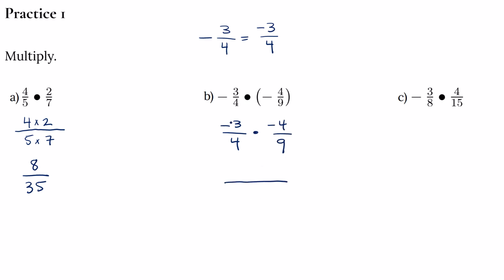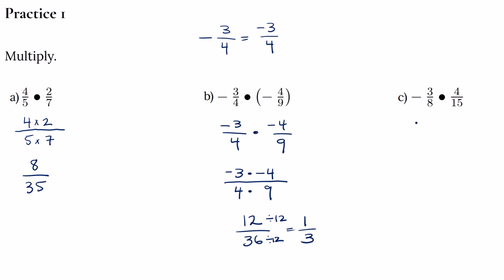Next we can multiply across the top. Negative 3 times negative 4, multiply my denominators, 4 times 9, and there you'll see that negative 3 times negative 4 is positive 12, and 4 times 9 is 36. These are both divisible by 12, so we can reduce each of them.